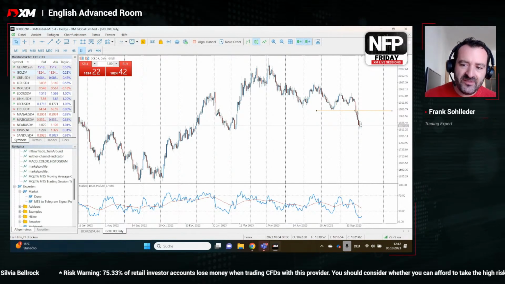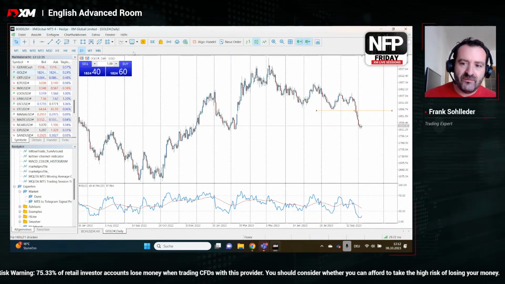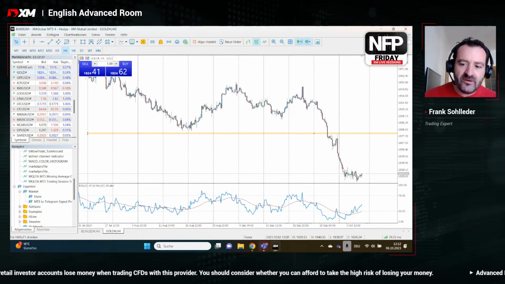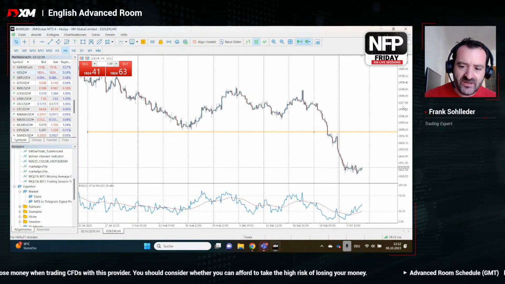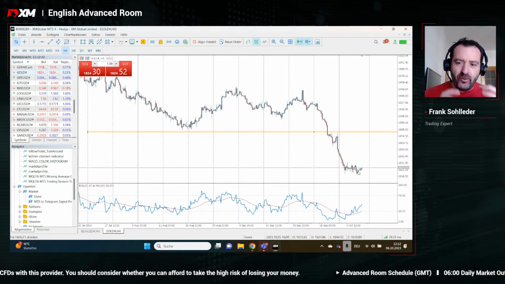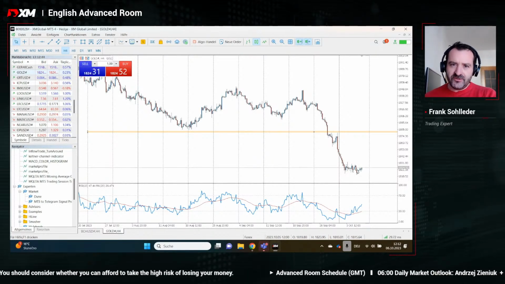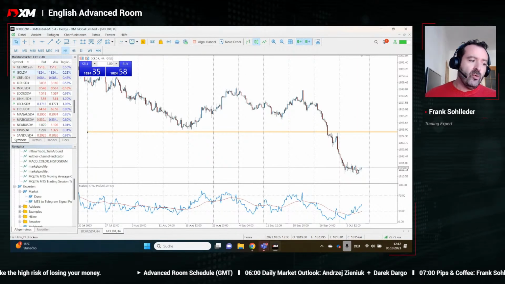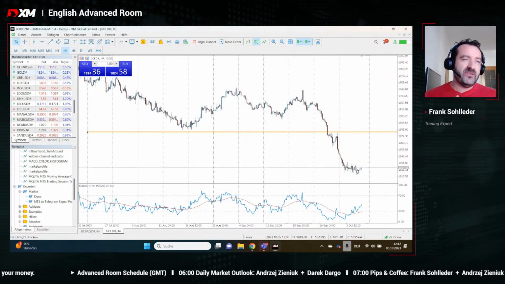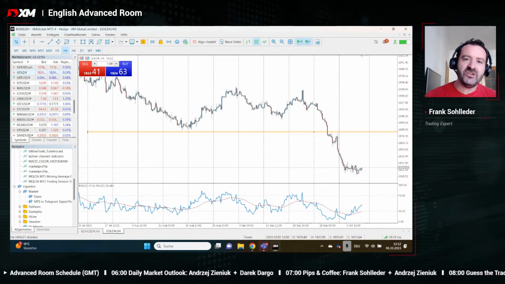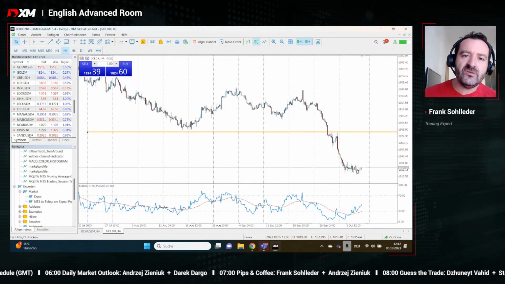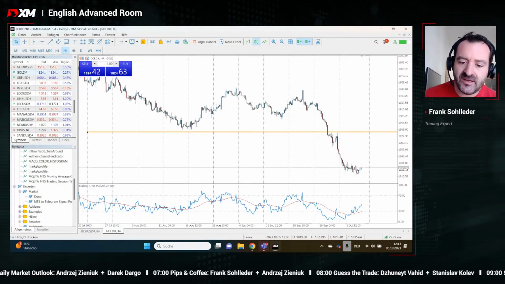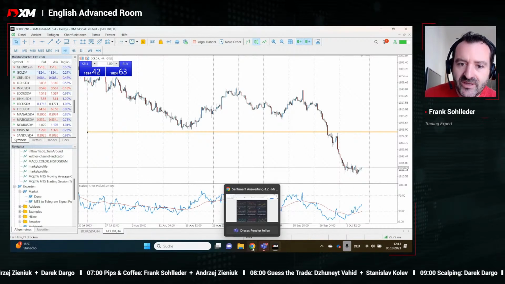So at the moment I have to decide whether we are seeing a retracement that is just pausing before we see another drop of the gold price, because of course the trend is to the downside, or if the sentiment is really changing totally and we are going to see a market that is again rallying to the upside. So let's quickly check the sentiment.